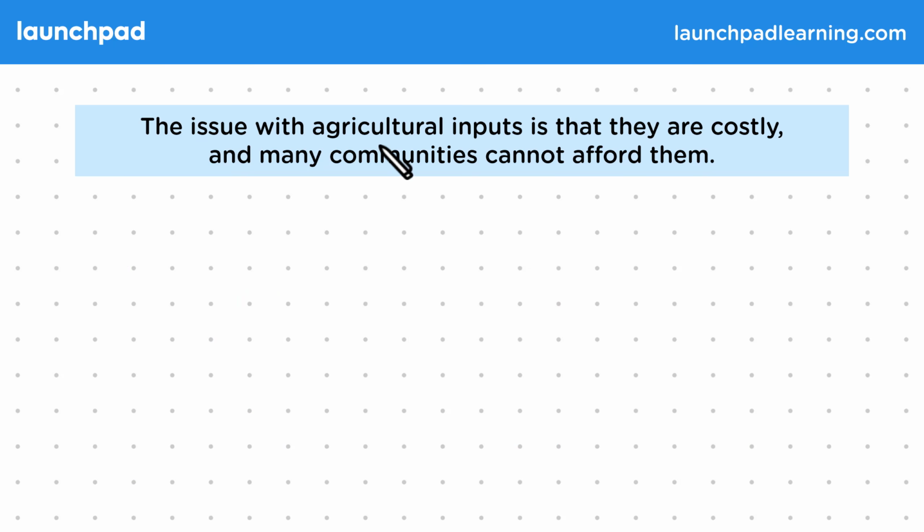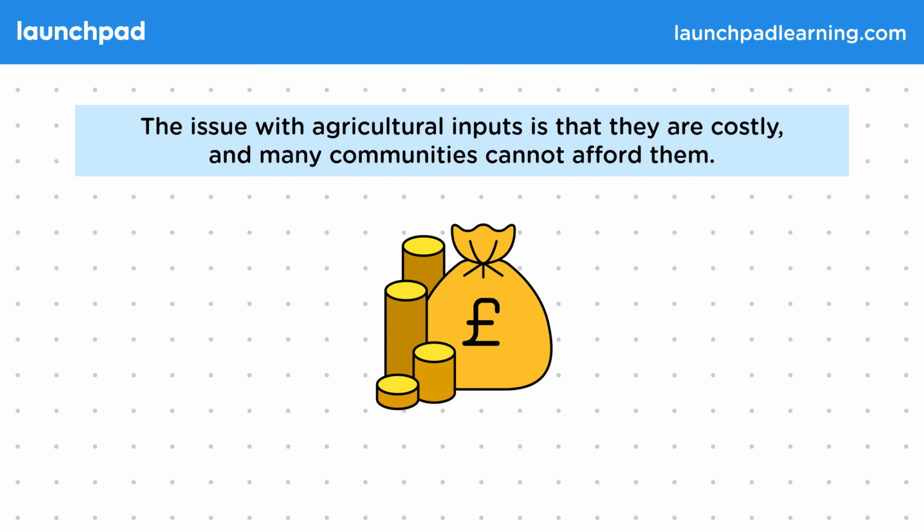The issue with agricultural inputs is that they are costly, and many communities cannot afford them. You don't need to name examples of agricultural inputs, just make sure that you're familiar with the term and the fact that they are expensive, so they're unaffordable for many. Are there any other threats for food security?